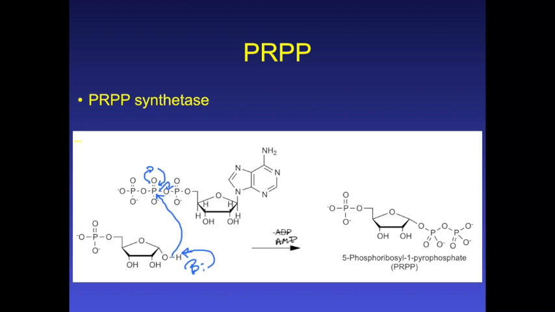If something is below the ring or above the ring, there's a designation for that, either alpha or beta. Where are these phosphates? Are they alpha or are they beta to the ring? They are alpha to the ring. Very good.